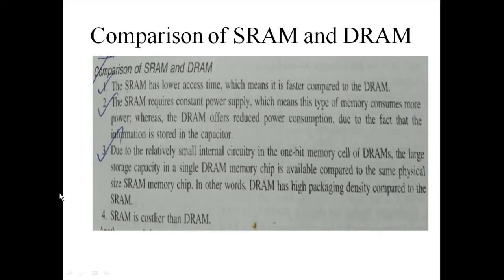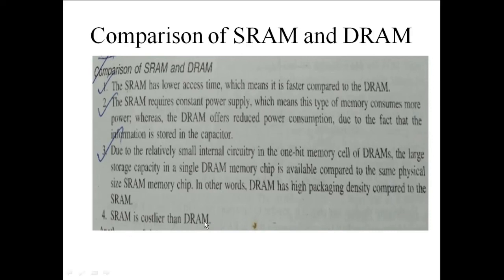Due to the relatively small circuit in the 1-bit memory cell in the DRAM, a larger storage capacity in a single DRAM memory chip is available compared to an SRAM memory chip of the same physical size. In other words, the DRAM has high packaging density compared to the SRAM. The SRAM is constructed with 4 components, whereas DRAM can be constructed with 2 components. So the density of the DRAM is much higher than the SRAM, and SRAM is costlier than the DRAM because the SRAM is constructed with 4 components, whereas the DRAM can be constructed with only 2 components.